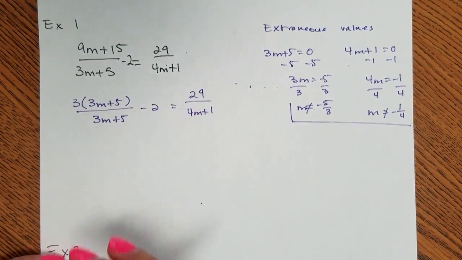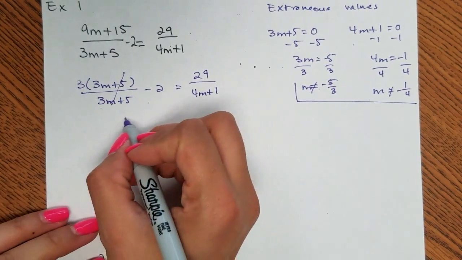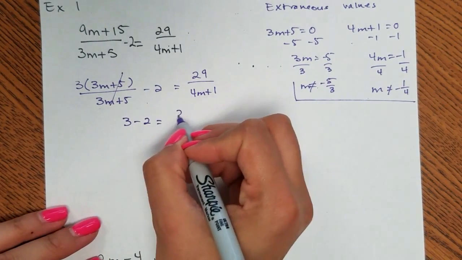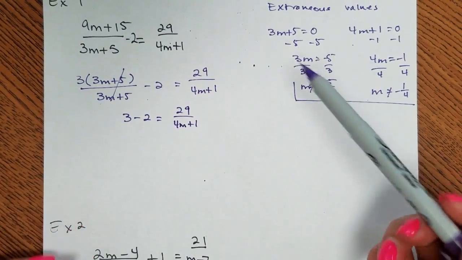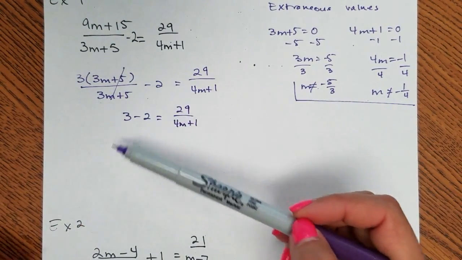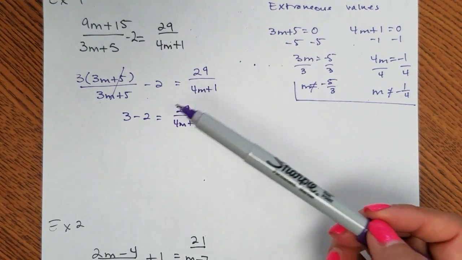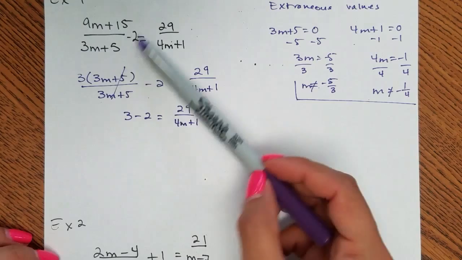I'm going to continue to solve this. I know this is going to go to 1 here. So I'm left with 3 minus 2 is equal to 29 over (4m plus 1). There's more than one way to solve this, guys. Some of you might not catch this. What you need to start doing is start thinking critically and looking for shortcuts. Some of you might not catch this, and this is important.